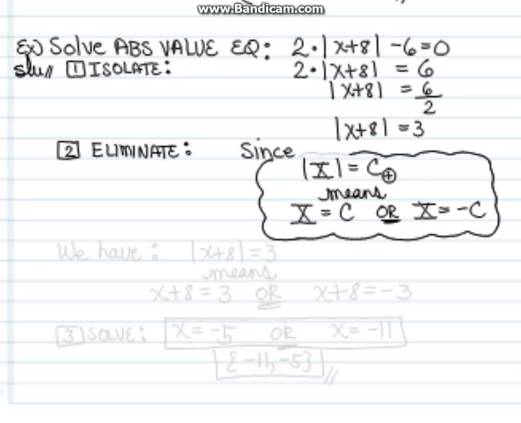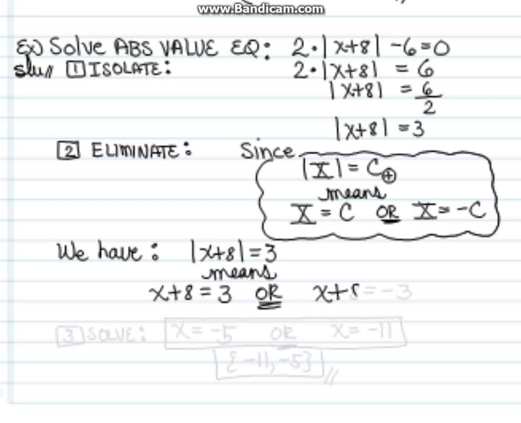All right, let's apply that rule to the absolute value of x plus 8 equals positive 3. That means the stuff inside, x plus 8, is either equal to a positive 3 or it's equal to a negative 3. All right, so this is a step where we eliminated the absolute value bars using one of the 3 rules that we have for these absolute value equations.